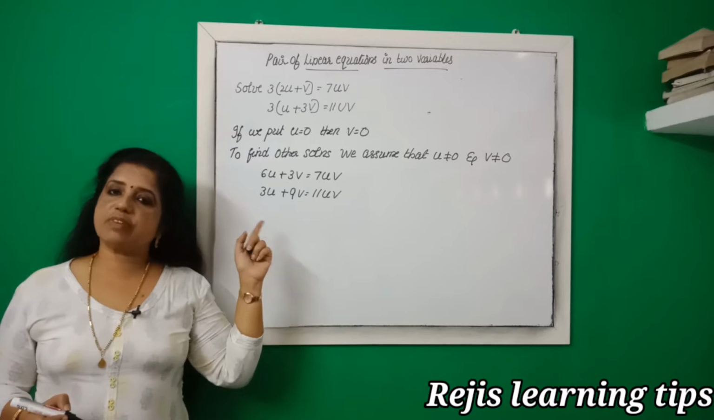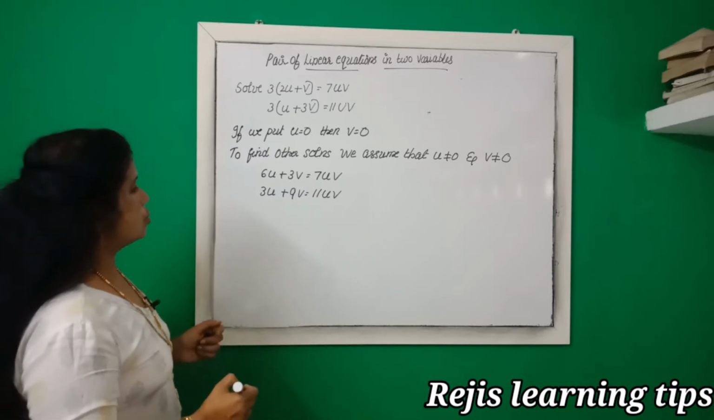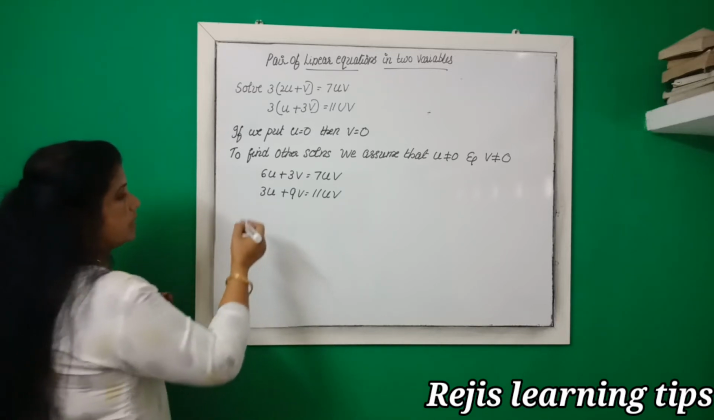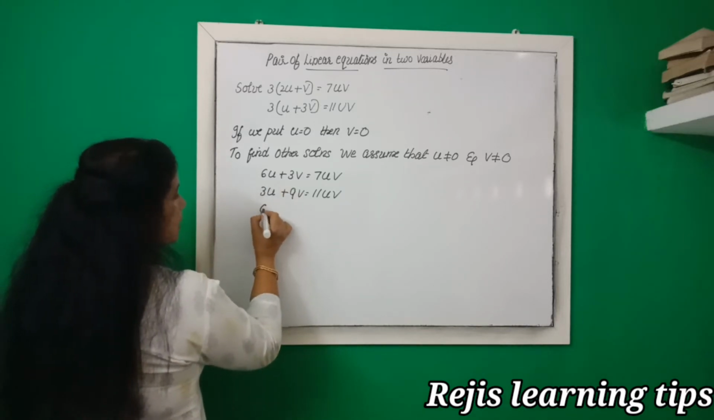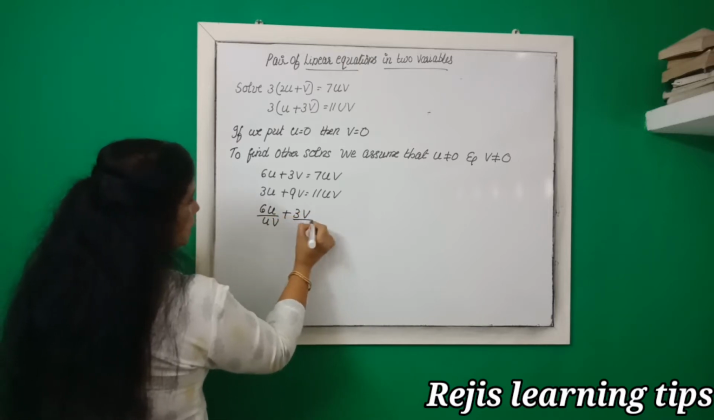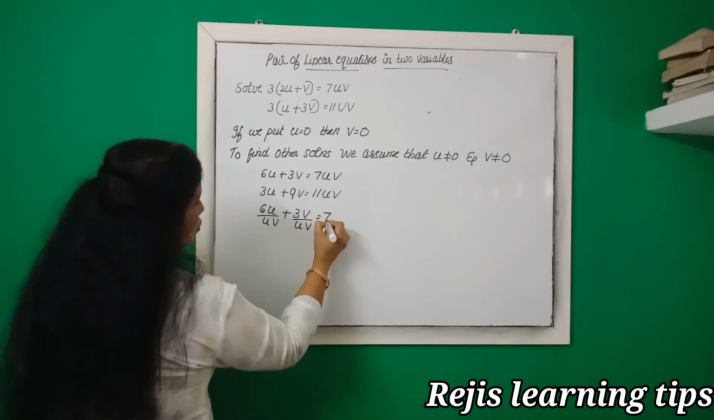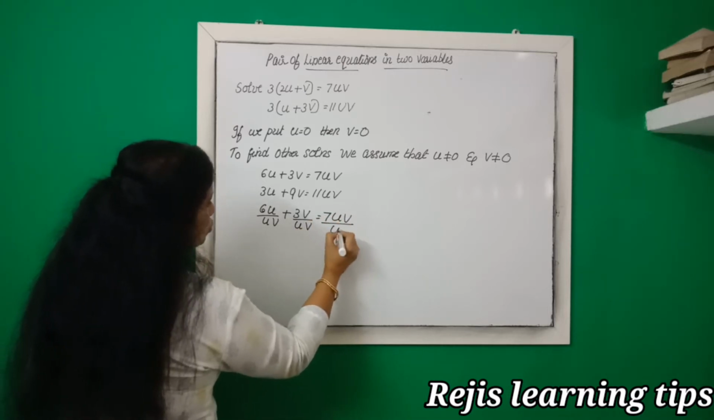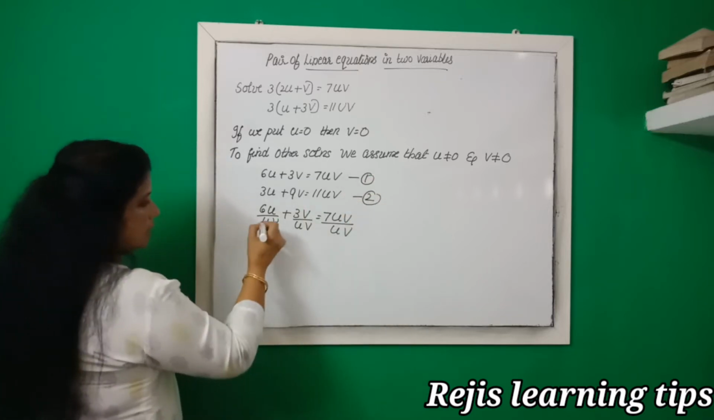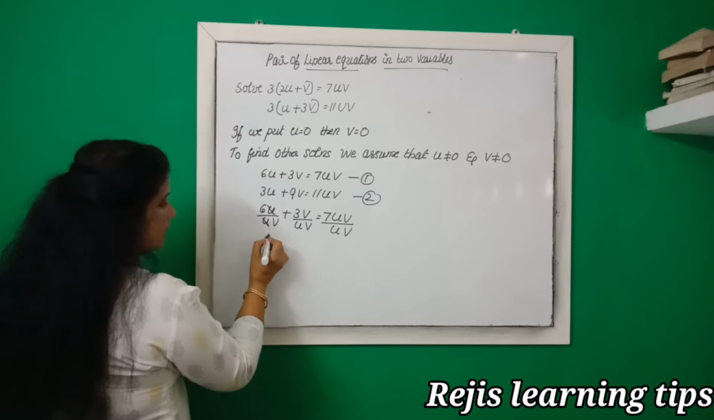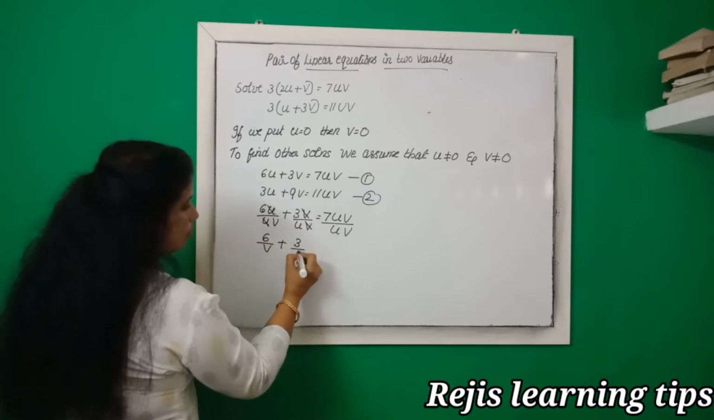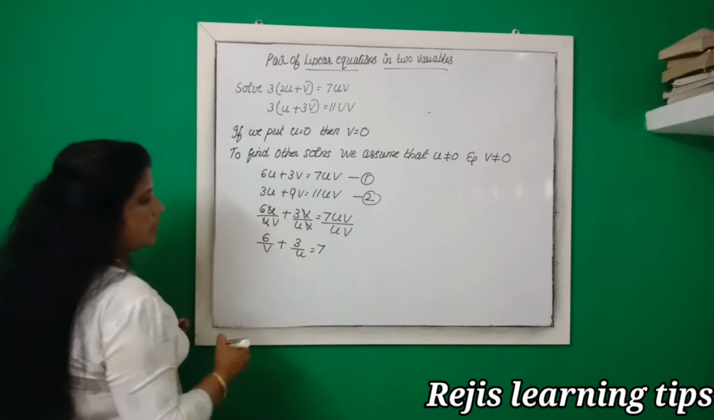Dividing each of the given equations by uv, we get 6u by uv plus 3v by uv is equal to 7uv by uv. This is the first equation and this is the second equation. Then we can cancel u and u, and we will get 6 by v plus 3 by u is equal to 7.